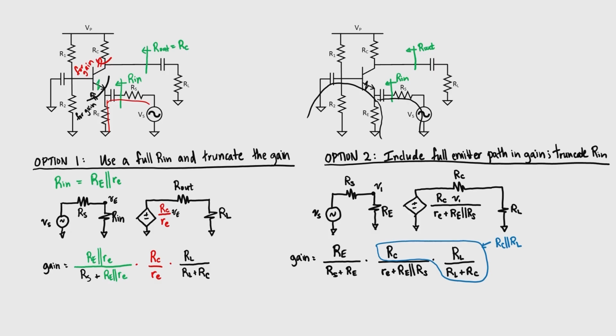It might not be immediately obvious if you look at the expressions from option 1 and from option 2 that they're the same, but if you do a little bit of algebra, you can find out that these expressions are entirely identical to one another. Personally, I like option 1 better because you're using the correct expression for the input impedance. You just have to remember that for the common base amplifier, you don't divide by the full emitter resistance, but only little r sub E right here.